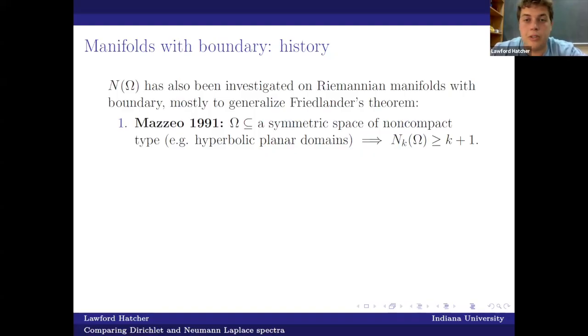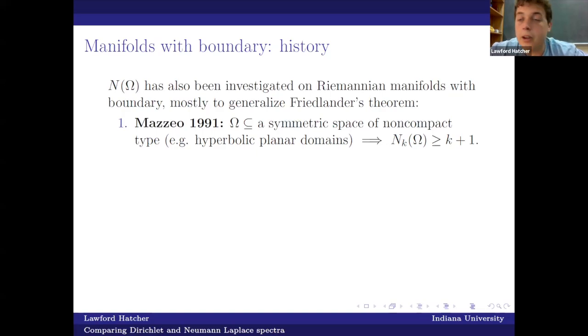So the first three of these four that I'm going to state are basically just generalizations of Friedlander's theorem. Remember, Friedlander's theorem said that in R^n, as long as you have a nicely bounded domain, then nk of omega is at least k plus 1. And that's going to be the upshot of the first three of these theorems. The first is due to Mazzeo, who was looking at Friedlander's proof, and his paper is about where you can generalize Friedlander's proof. One example of what he finds is that as long as your domain is contained in a symmetric space of non-compact type, for example, hyperbolic planar domains, then Friedlander's theorem holds. So nk of omega is at least k plus 1.